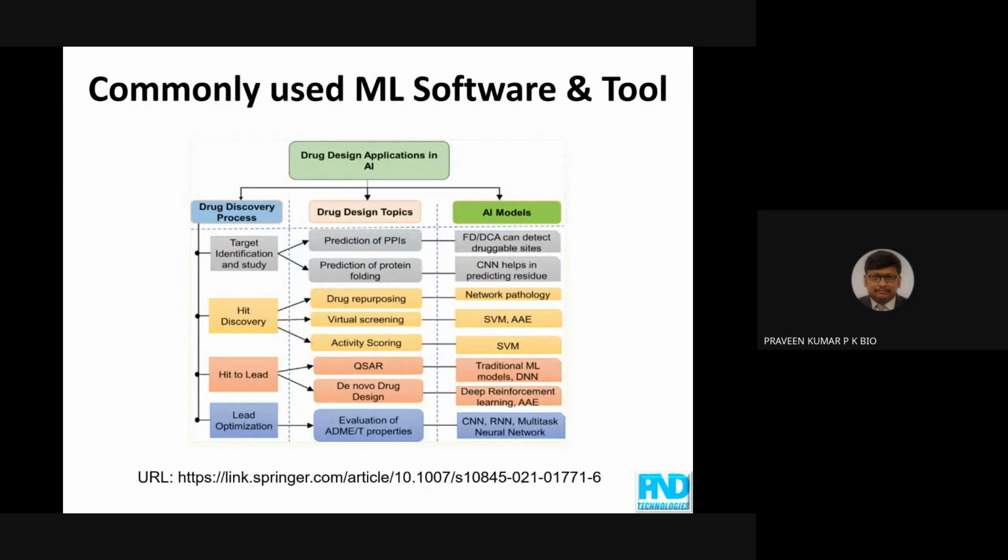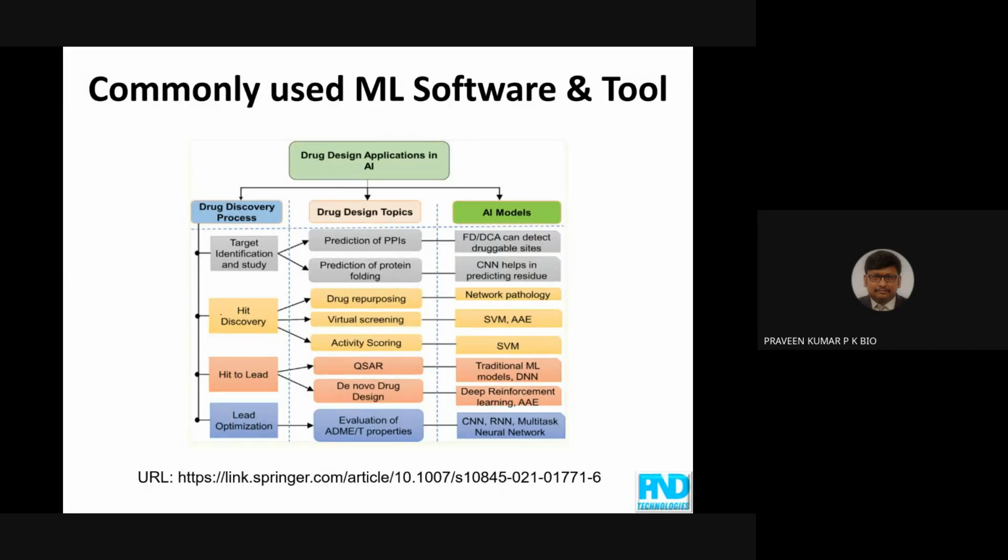If you see in the drug discovery process, for target identification, we see prediction of PPIs and prediction of protein folding. So wherever we find these kinds of drug design topics, there we can use artificial intelligence models. I told you, machine learning is a part of AI. More about AI we will be discussing in subsequent slides. So this is a slide mentioning the applications of AI overall.